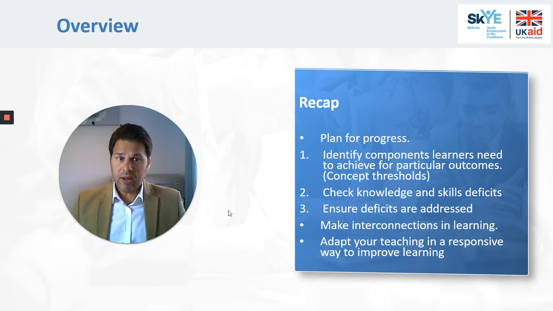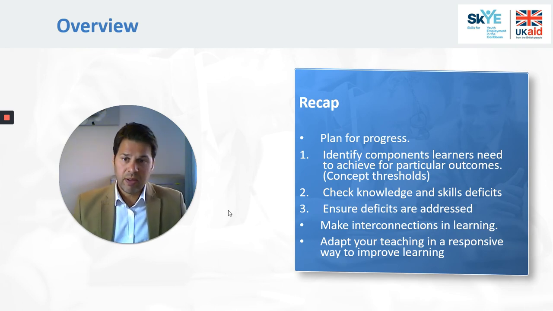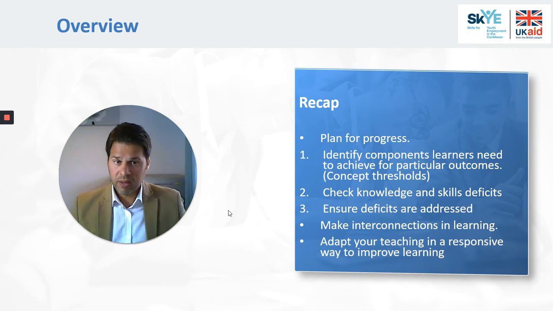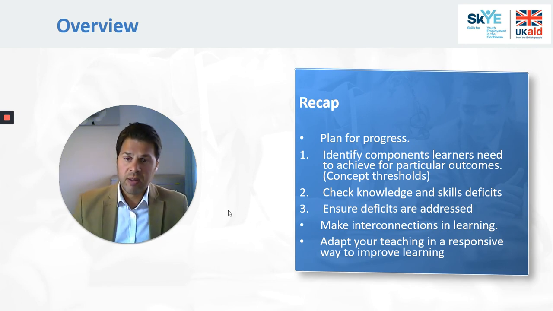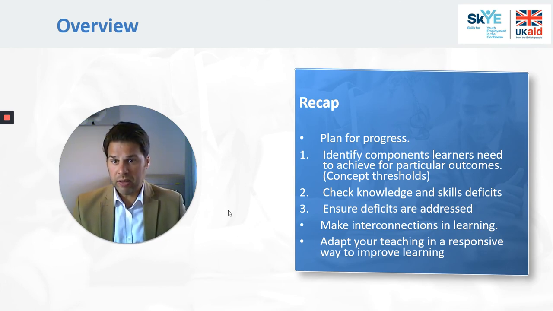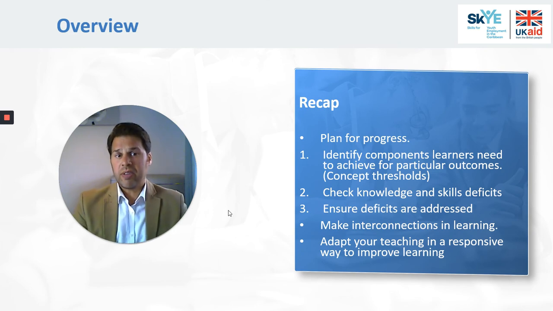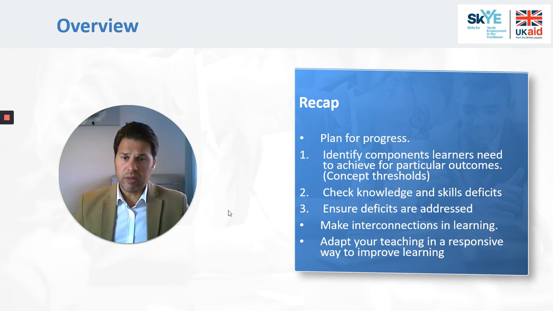So here's an overview then of what we've talked about in terms of making sure your students can know more and remember more. The first thing is to plan for progress. When you're developing your schemes of work and your lesson plans, make sure there's clear progress within learning. Identify the components that learners need to achieve to be able to demonstrate a particular outcome. We call these concept thresholds. And these things are the skills or knowledge that students really need to know as a basic to be able to perform other tasks. Now check the knowledge and skills deficits of your learners, find out what their starting points are so that you're able to support them effectively.